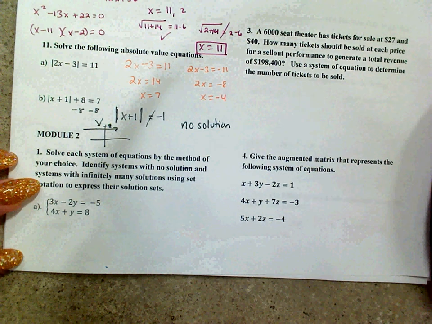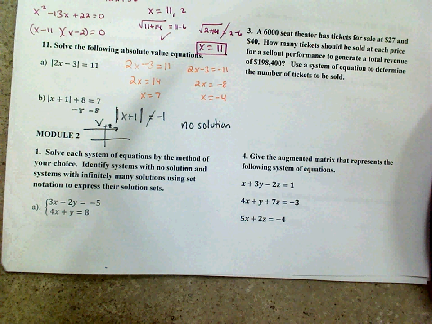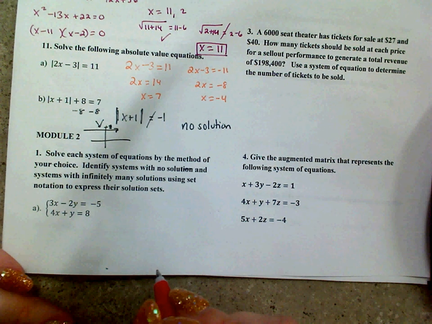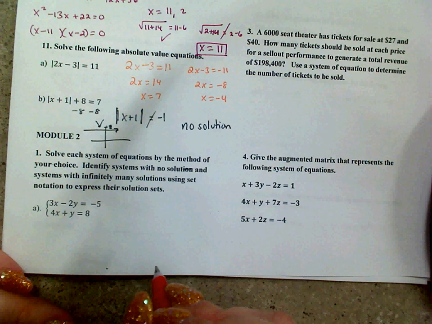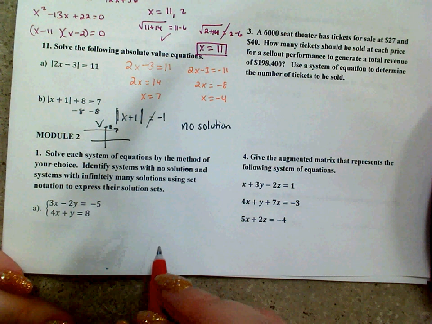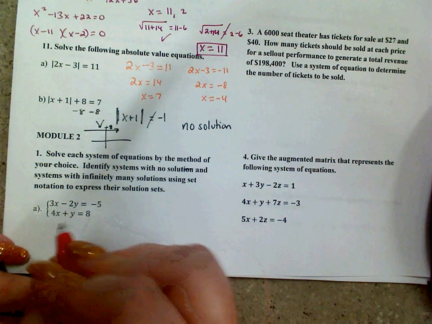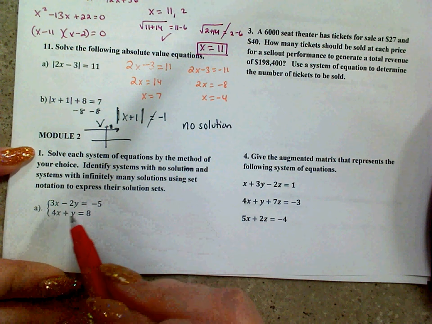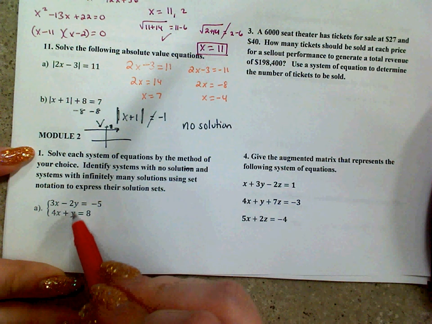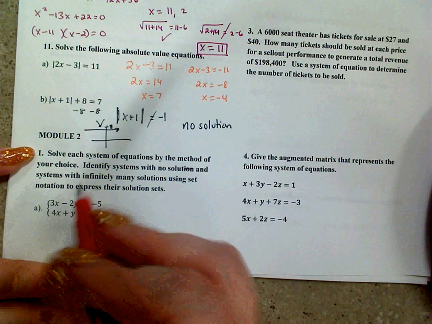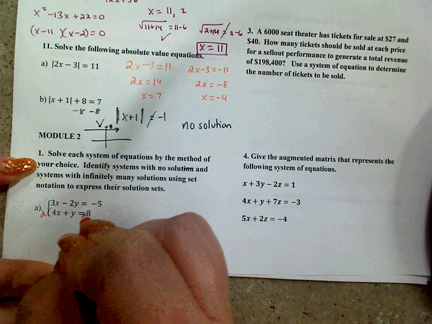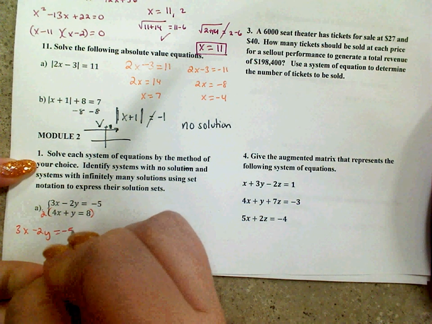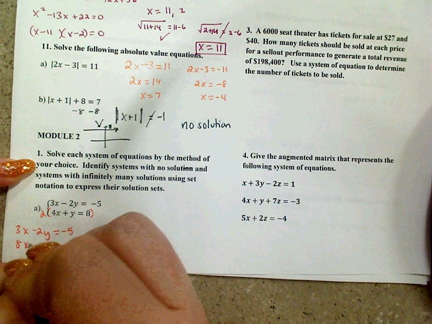Solving a system. Okay. So we've got elimination, we've got graphing, we've got substitution. I'm going to do elimination first, and then I'm going to show substitution, just in case you'd like to see it as well. The easiest thing to eliminate is the y's, because I've got a -2 here and a positive 1 here. So if I multiply the bottom equation by 2, then I would have 3x minus 2y equals -5, and 8x plus 2y equals 16.